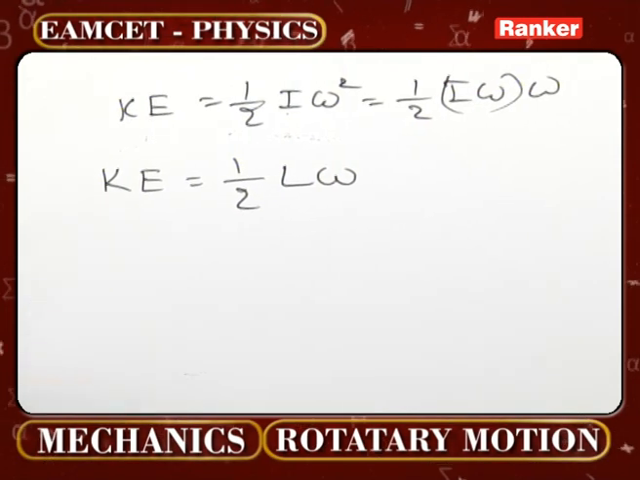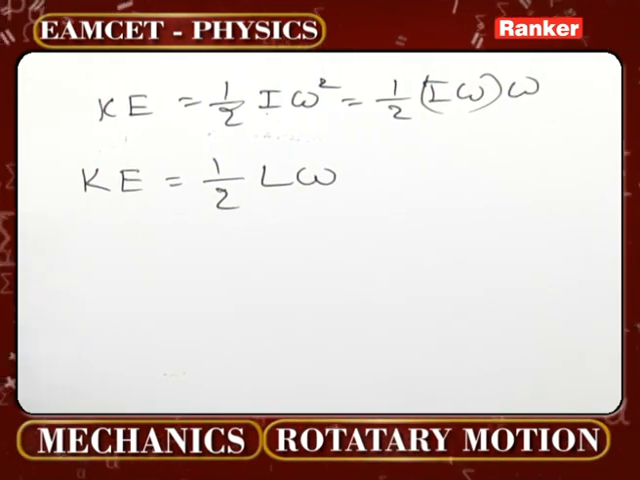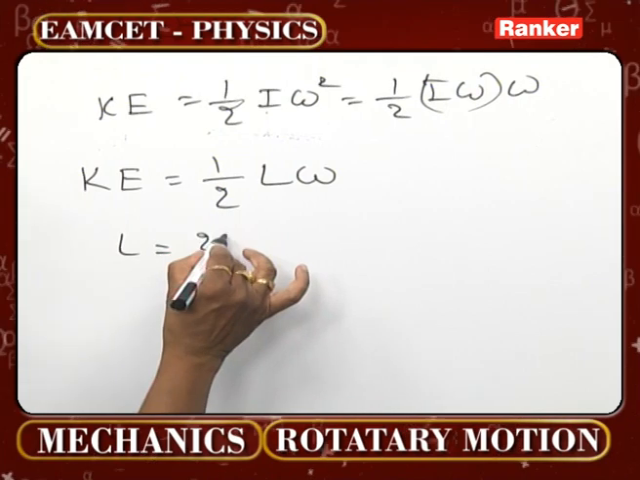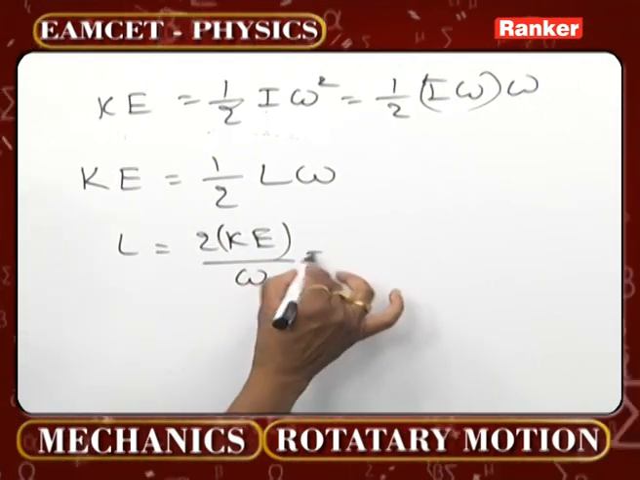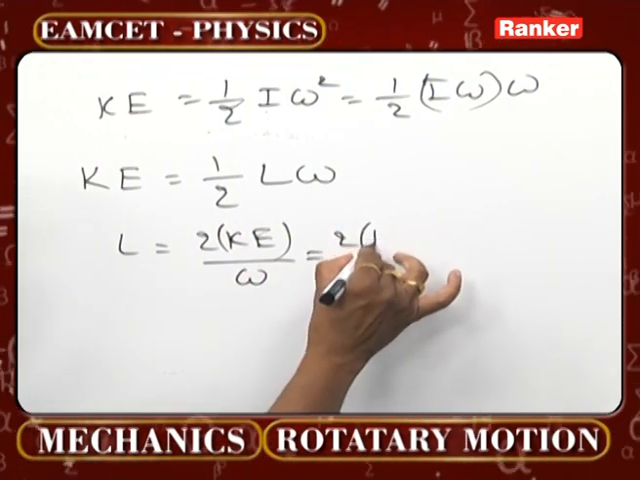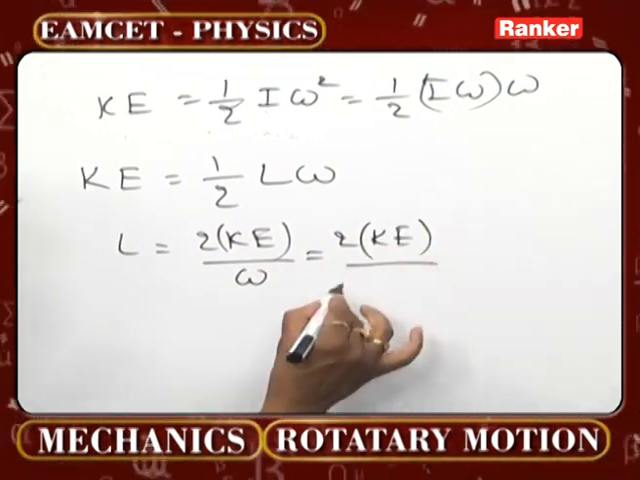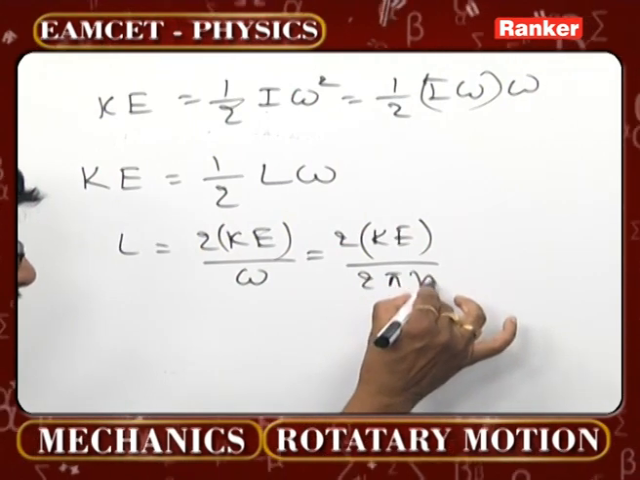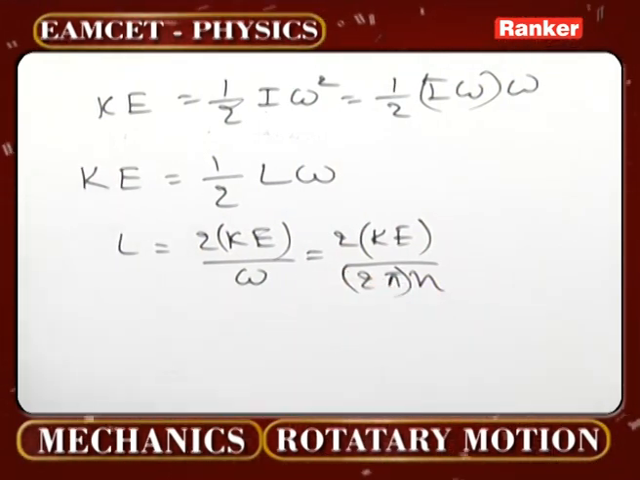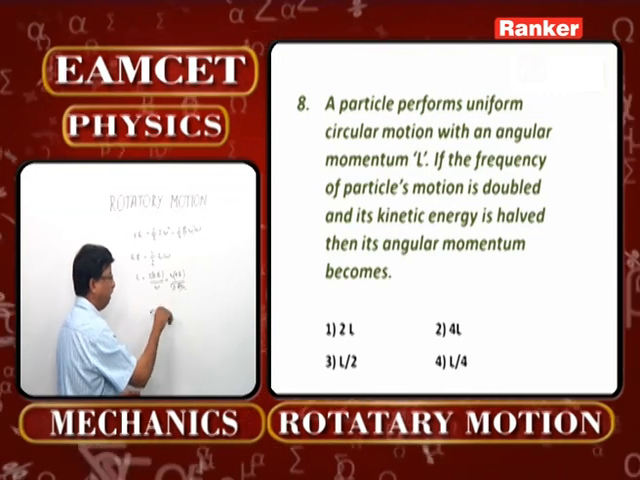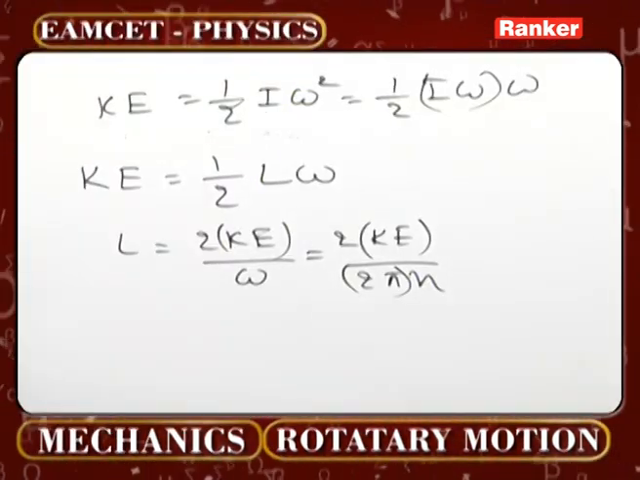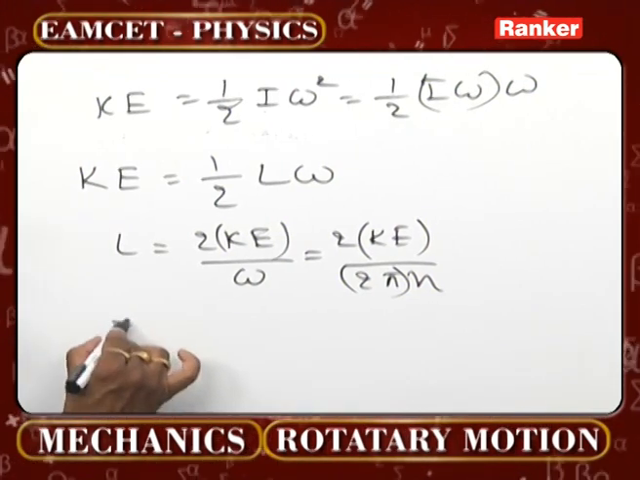Now the question here is, what is angular momentum? So L can be written as twice kinetic energy by omega. In other words, twice the kinetic energy by omega can be written as 2 pi n, n being the linear frequency of the body. Now what is given? If the frequency of the particle's motion is doubled, that means n is doubled and kinetic energy is halved.